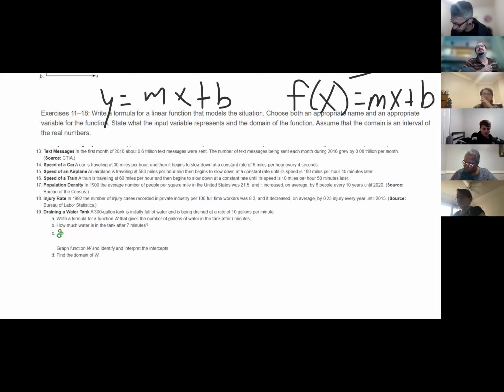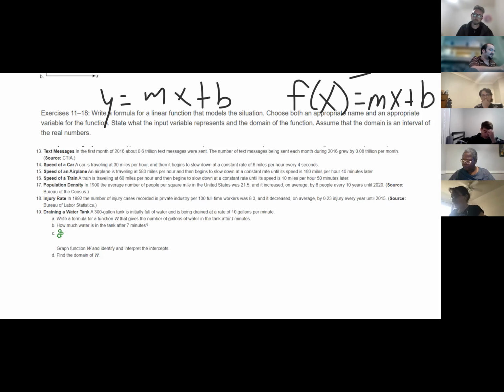And the first month of 2016, what are we doing? 0.6 trillion text messages were sent. The number of text messages being sent each month during 2016 grew by 0.08 trillion per month. So we want to write some sort of formula, some sort of function to represent this.